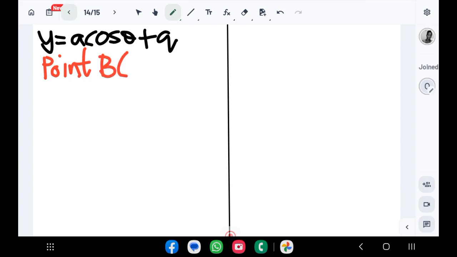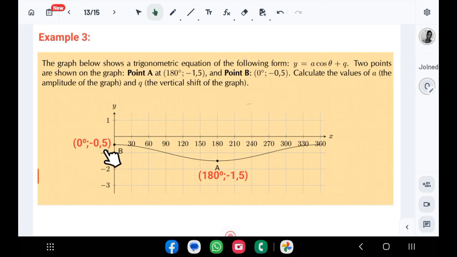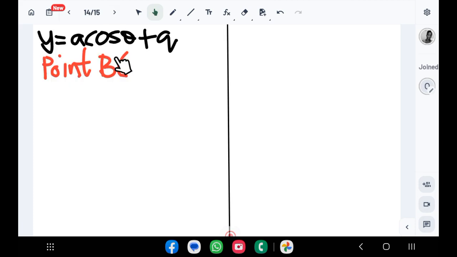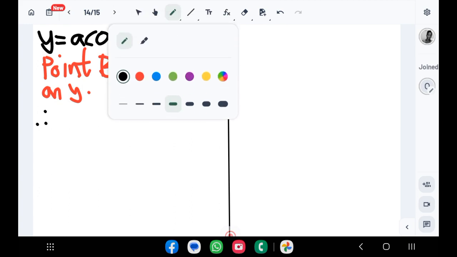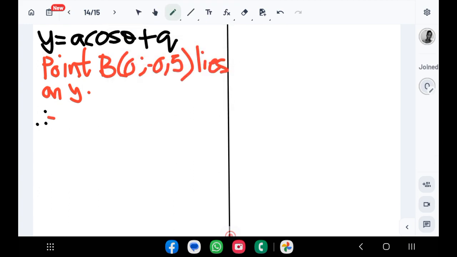All right, we've got point B, and the coordinates of point B are 0, negative 0,5. This point lies on the graph. All right, now therefore what we do is we substitute. What is the y coordinate of the point? That's negative 0,5. That's what we put on y. So negative 0,5 is what we substitute in place of y, equals a cos of theta.